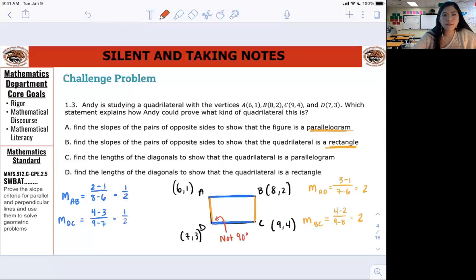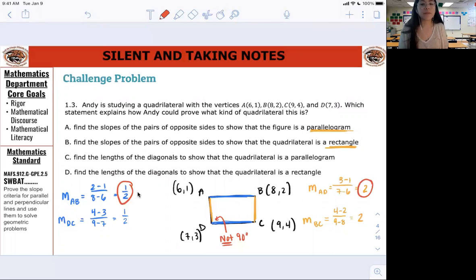Because the sides are not perpendicular, like adjacent, I think it is. The adjacent sides, good, are not perpendicular, right? AB is 1/2, AD is 2. Those are not perpendicular because what would it need to be in order to be perpendicular? Good job, Janelle. If they were perpendicular, they would have to be not just reciprocals, but opposite reciprocals. So one of those would have to be a negative number.